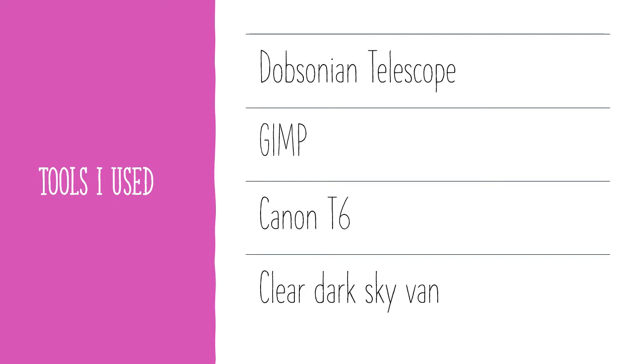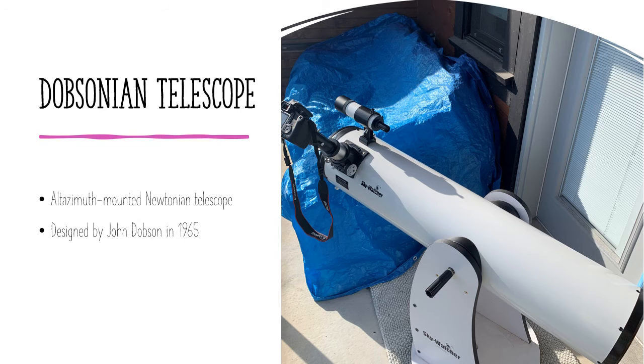Tools I used. I used a Dobsonian Telescope, GIMP, Canon T6, and Clear Dark Sky. The Dobsonian Telescope is an altazimuth-mounted Newtonian telescope designed by John Dobson in 1965. I highly recommend this telescope if you're interested. This is a great beginner and advanced telescope.